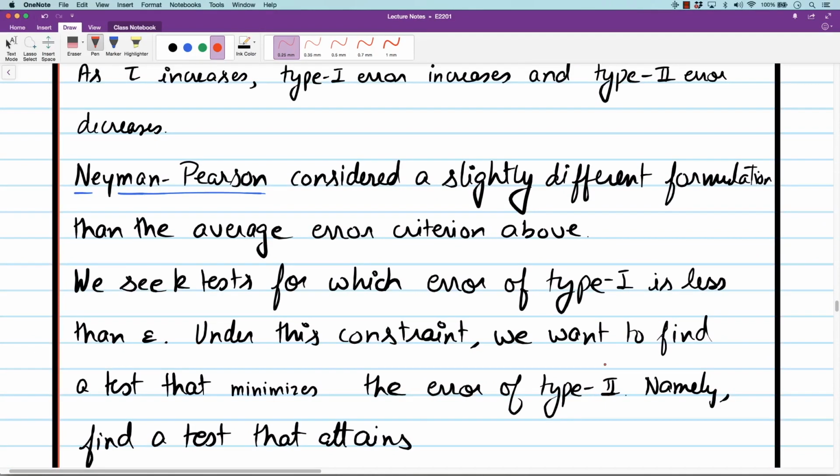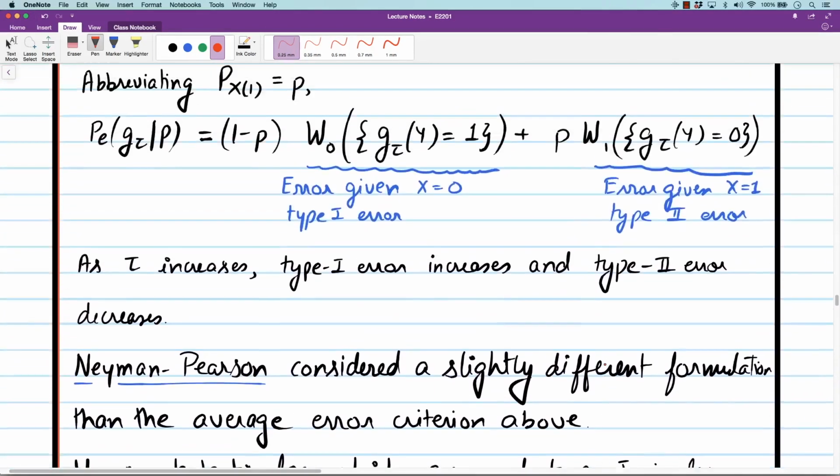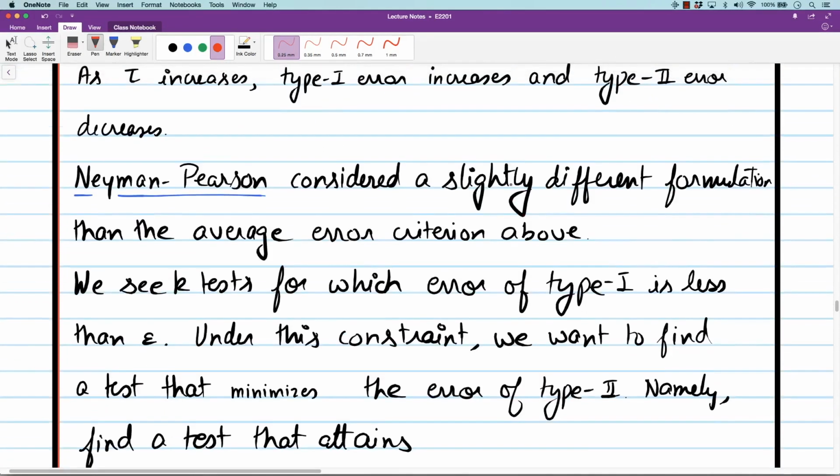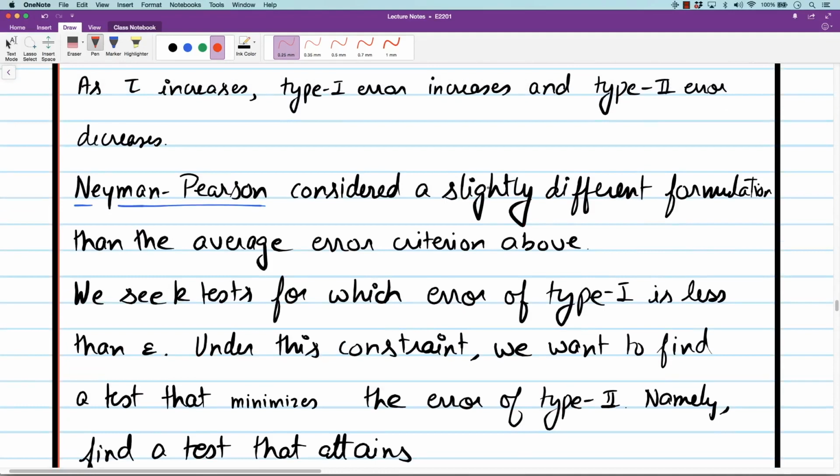Till now, we were looking at average probability of error. The Bayesian formulation we looked at had average probability of error. But here is another way to use this pair to define a cost function. So we seek tests for which the error of type 1 is less than epsilon. This is the reasonable expectation from the test. No matter what, the error of type 1 must be less than epsilon. Under this constraint, we seek the best test.